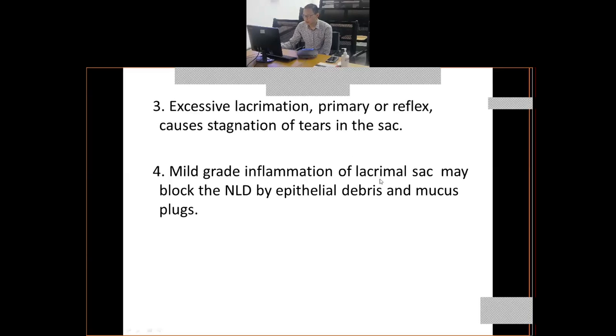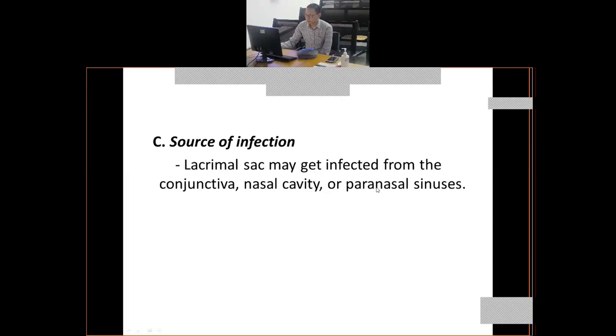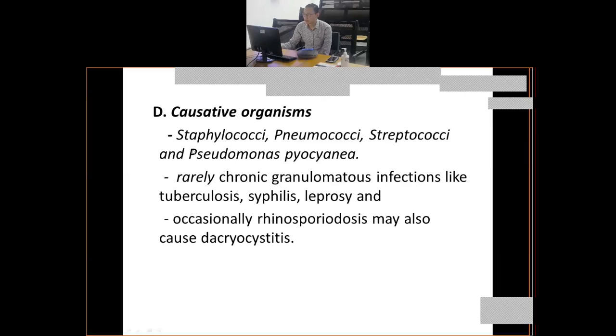Then mild-grade inflammation of the lacrimal sac may block the nasolacrimal duct by epithelial debris and mucous plug. Then obstruction of the lower end of the nasolacrimal duct by nasal disease like polyp, DNS, tumors, atrophic rhinitis. Sources of infection may be from the surrounding structures like conjunctiva, nasal cavity, paranasal sinus. Causative organisms include staphylococci, pneumococci, streptococci, pseudomonas. Tuberculosis, syphilis, leprosy are rare.